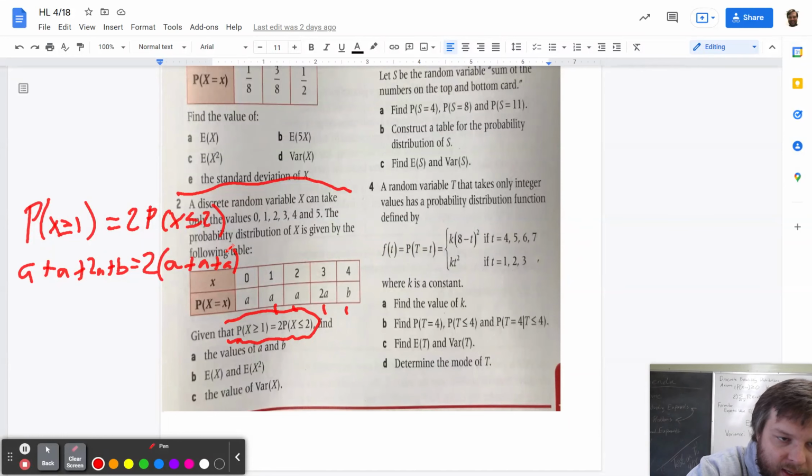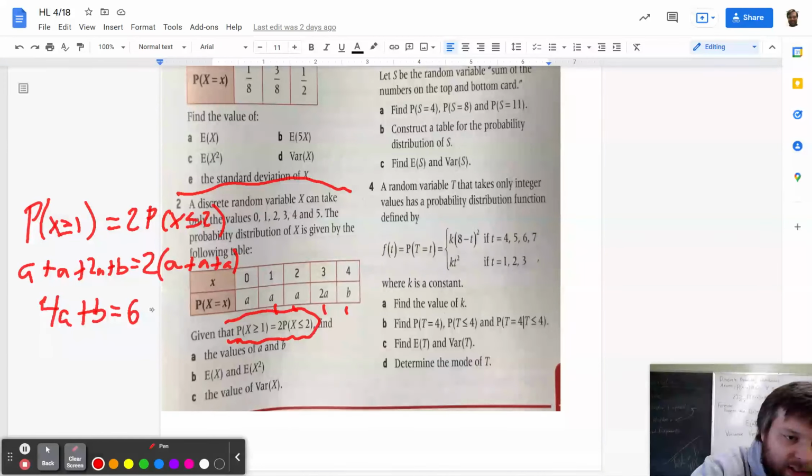And that gives me on the left side 4a plus b, and on the right side I have 6a. Subtracting 4a tells me that b is equal to 2a. So let's just cross off b in our table and replace it with 2a.